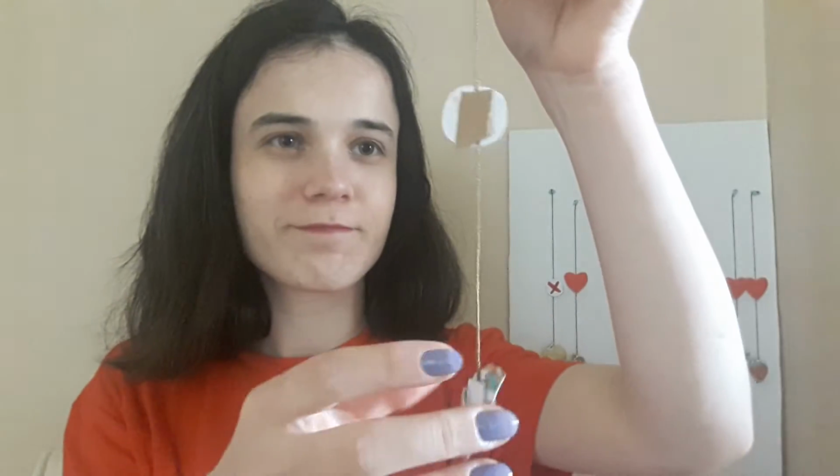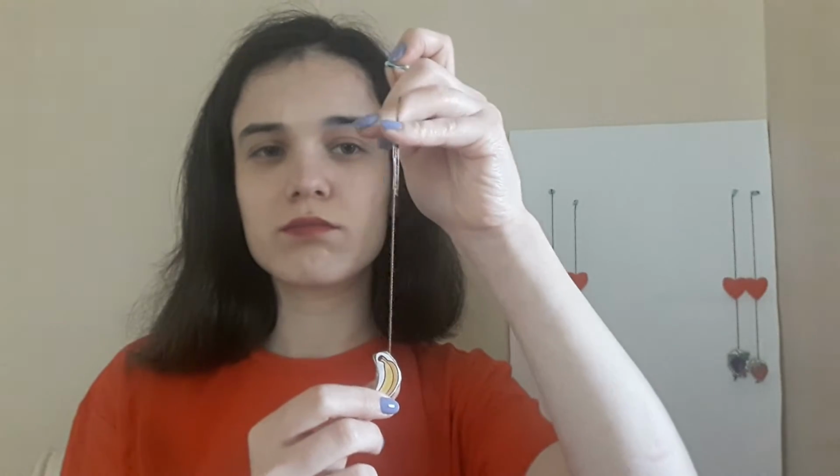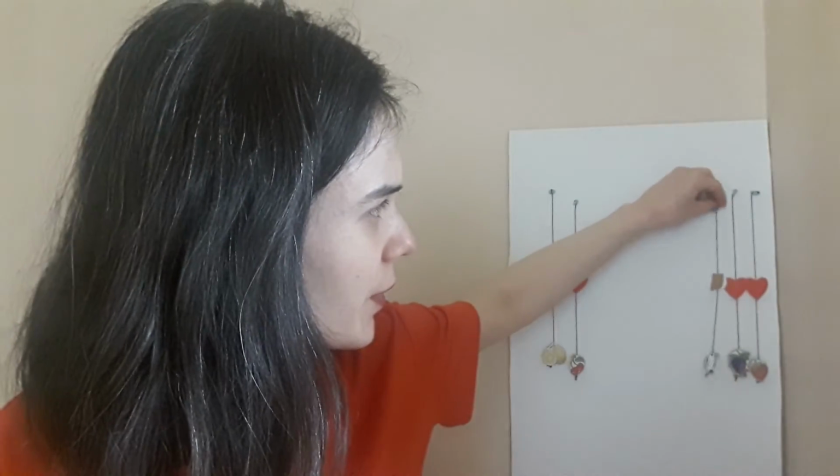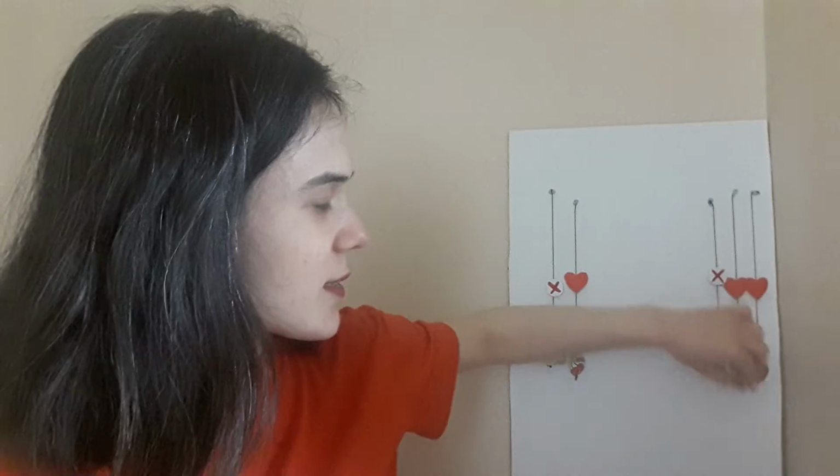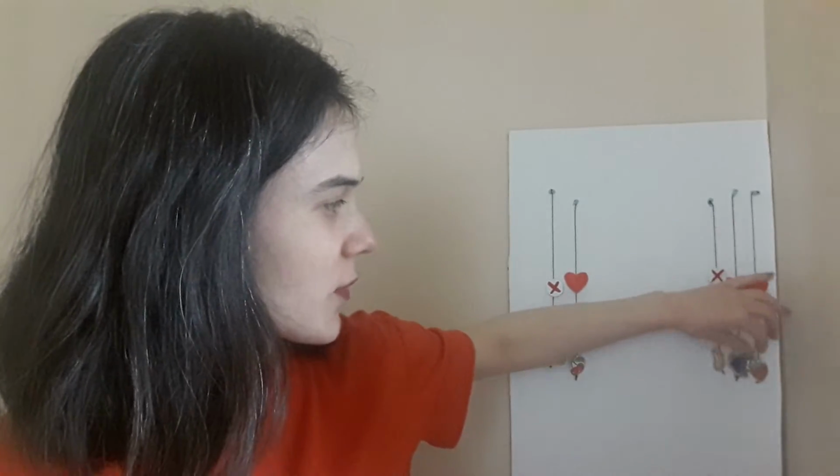Next one is coming. What is this? It is here. Uh-oh. I don't like banana. It is yellow. Okay, I don't like banana. Great. Let's stick that one here. Here it is. I don't like banana. It is yellow, right? Great.